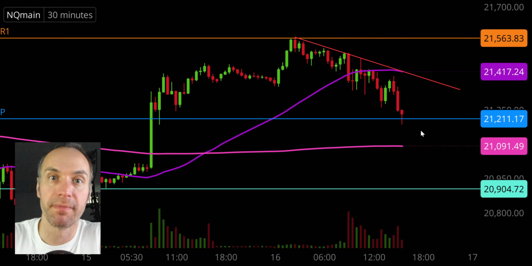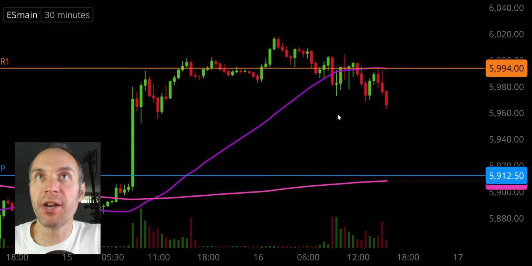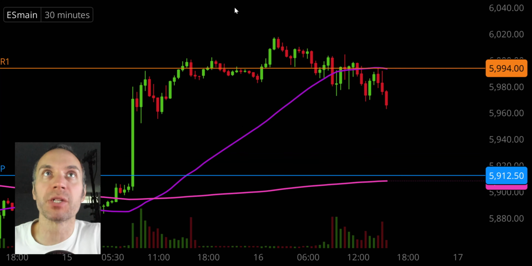We are now looking at the ES here, and once again, we have ourselves a very, I think, well-defined trend line. Now, the one difference here is that this one actually pushed up through the pivot point. So think about what we just looked at with the NQ, could not get above that pivot point, but in this situation, it did.